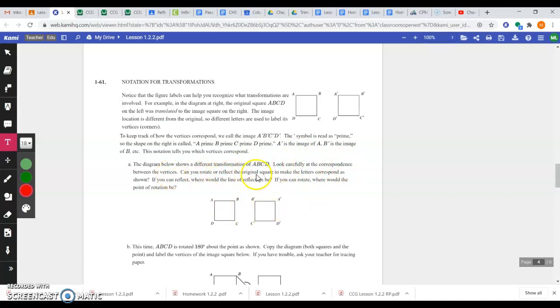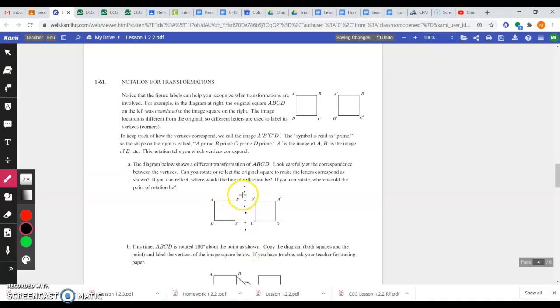Can you rotate or reflect the original shape to make the letters correspond as shown? If you can reflect, where would the line of reflection be? Well, you can reflect it, and that line of reflection would have to be right down the middle here. That would have to be my line of reflection.